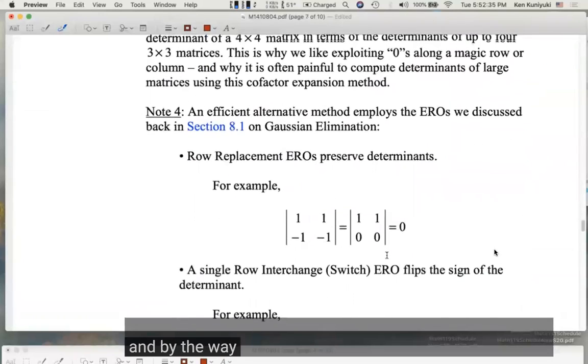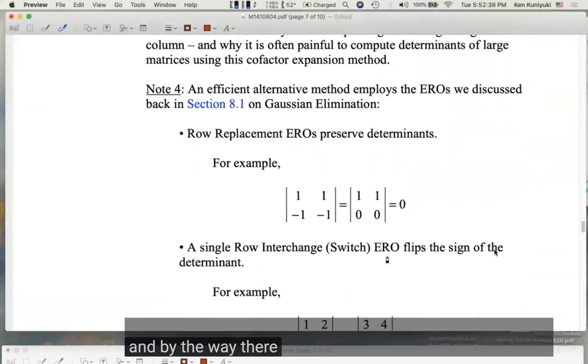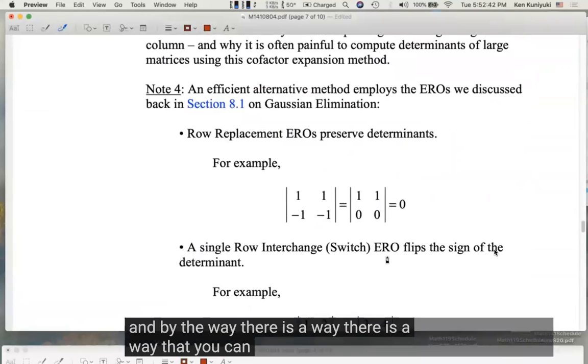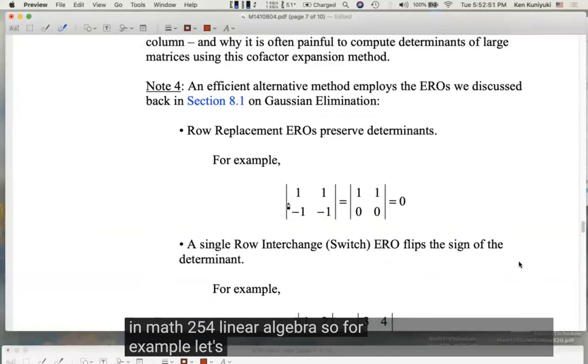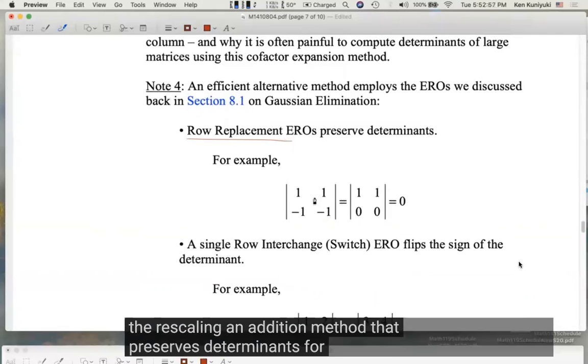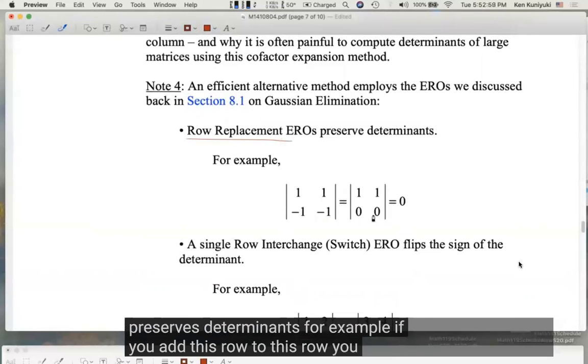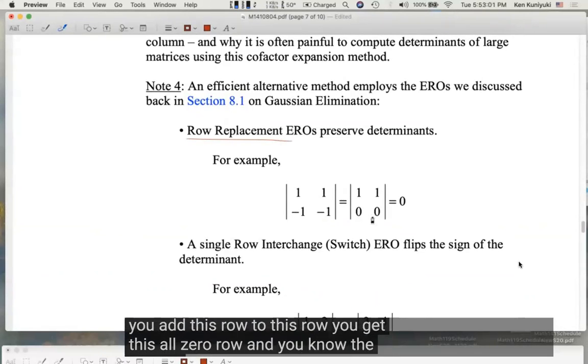And by the way, there is a way that you can use EROs to help you find determinants. You'll be taught that in Math 254, linear algebra. So for example, let's see, row replacements, the rescaling and addition method that preserves determinants. For example, if you add this row to this row, you get this all 0 row, and you know the answer is 0.